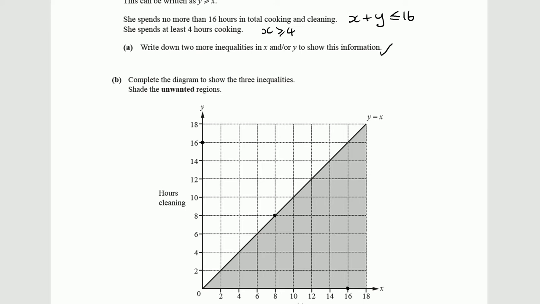It's a solid line because there's an equals included in my inequality. You can see my line is kind of wavy. In fact, I'm really unhappy with it, so I'm going to try again. You definitely need to be using a ruler for this in your exam.